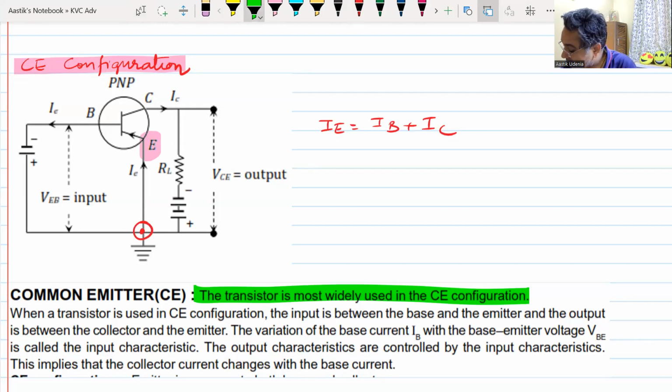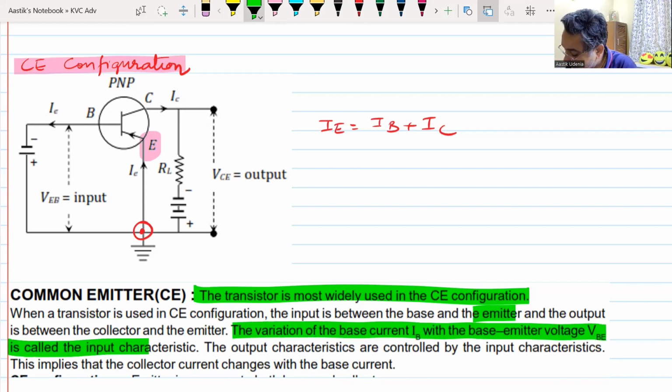Here the input is between the emitter and the base. The variation of the base current with base voltage is called the input characteristics. The output current divided by output voltage is known as the output characteristic. You just have to write this, draw this, and note down the important points. Do we understand this? Yes, sir.